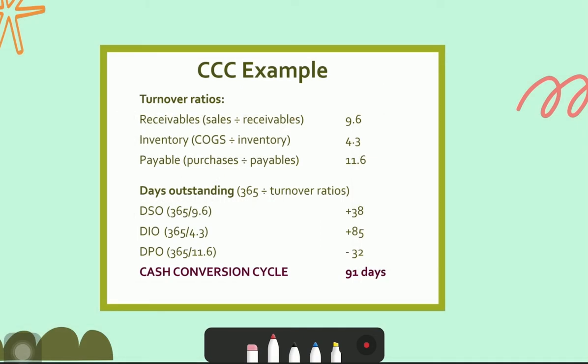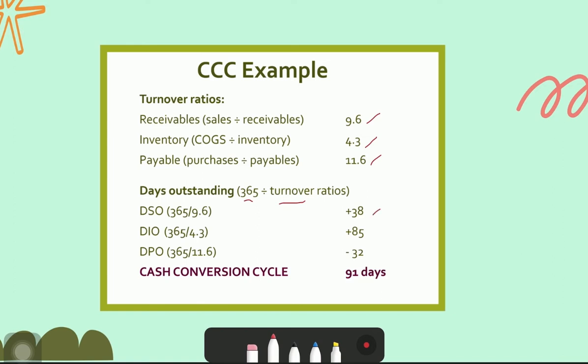Alright, so this is the CCC example. Given the turnover ratios: receivables turnover 9.6, inventory turnover 4.3, and payables turnover 11.6, how do we calculate the CCC? We know that the CCC is equal to DSO plus DIO minus DPO. So we have to calculate the days outstanding first, using 365 days, and divide by the turnover ratios. For the DSO, 365 divided by the turnover 9.6, we get days outstanding of 38.